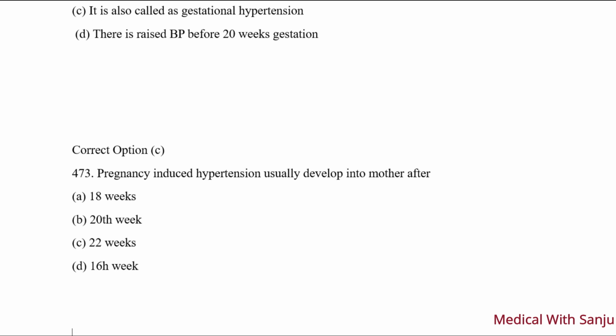Question number 473. Pregnancy-induced hypertension usually develop into mother after option A 18 weeks, option B 20 weeks, option C 22 weeks, and option D 16 weeks.